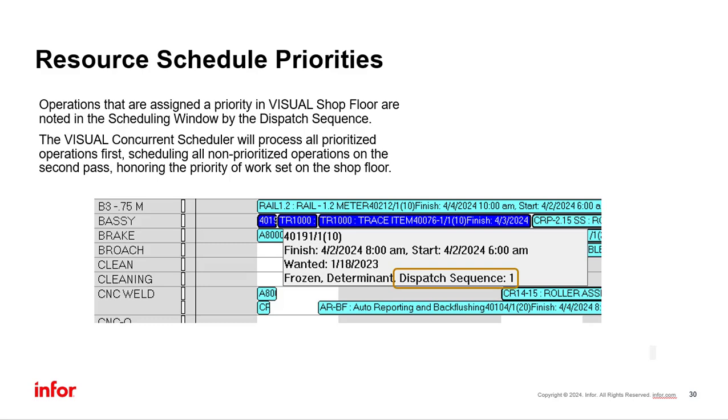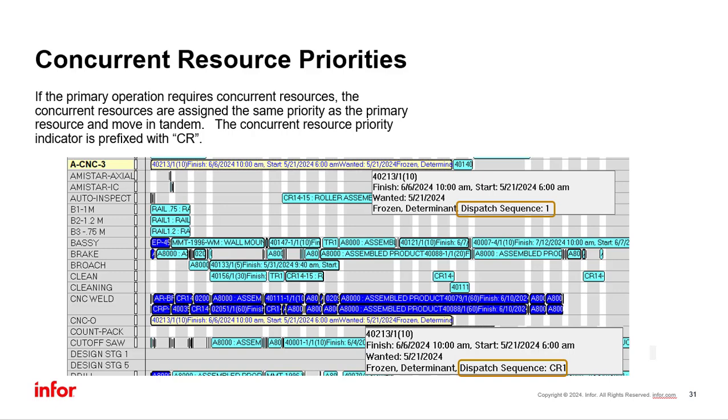So based on this new operation prioritization just described, the visual scheduler window will display the priority operations as frozen in blue with a dispatch sequence that corresponds to the priority that you established inside of Visual Shop Floor. If a prioritized operation has a concurrent resource dependency, those dependencies will also be highlighted in blue with a dispatch sequence prefixed with a CR, indicating it's a concurrent resource of an operation that has been given a priority.